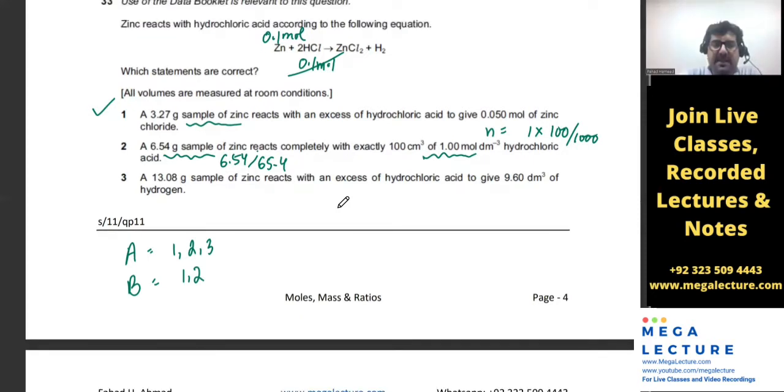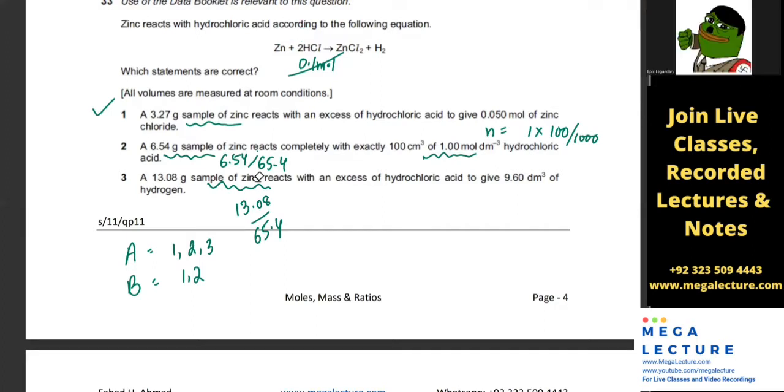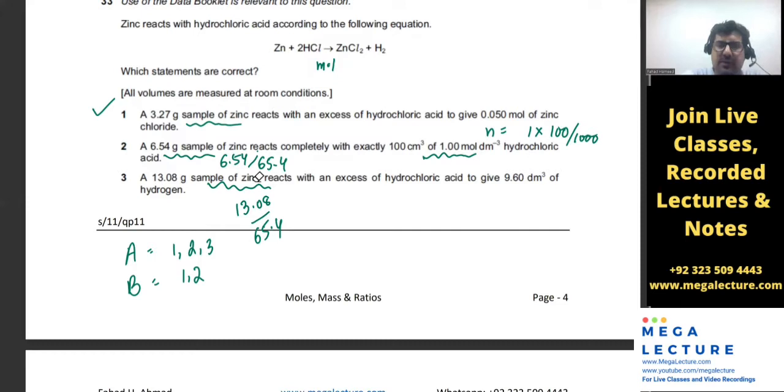Okay, last one, 13. What does the last one state? That 13.08 grams of zinc. How many moles is that? 13.08 divided by what? 65.4. So what are we getting for this? 0.2. So we're getting 0.2 moles of zinc, right?